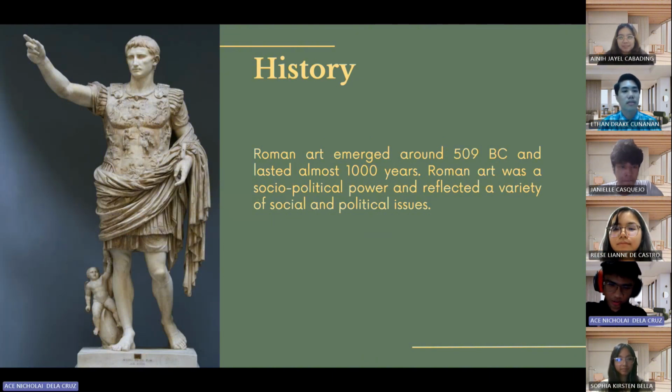As for the history, Roman art emerged around 509 BC and lasted almost 1,000 years. Roman art was created to glorify Rome's rulers and solidify their social and political power, and conveys various political issues like propaganda, depictions of emperors and leadership, social hierarchies, etc.